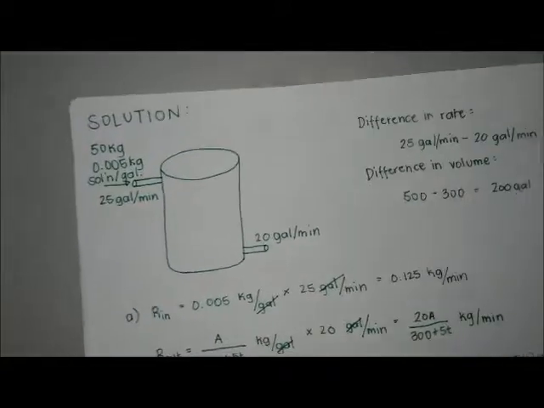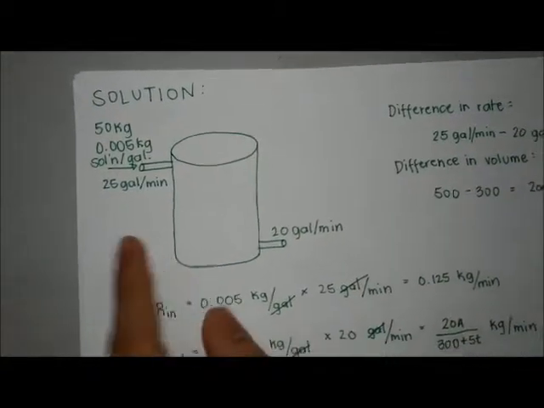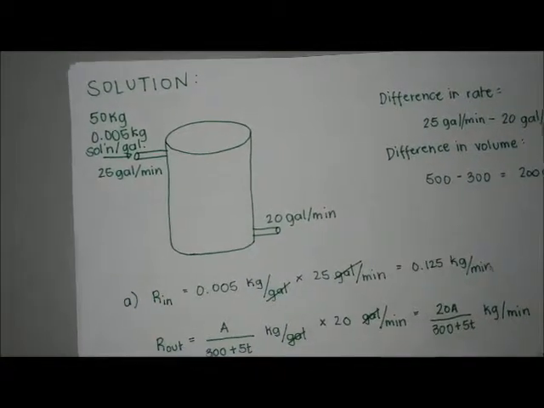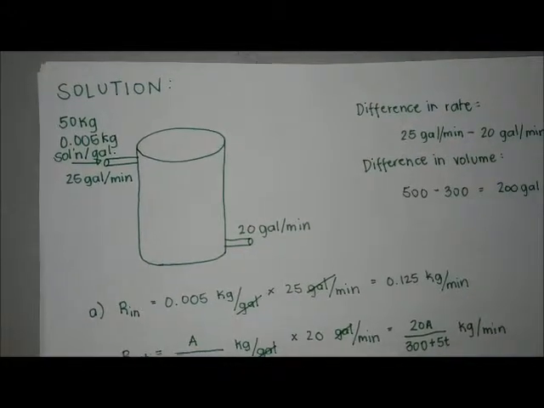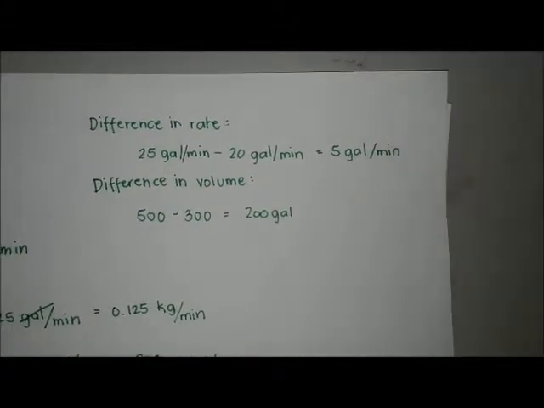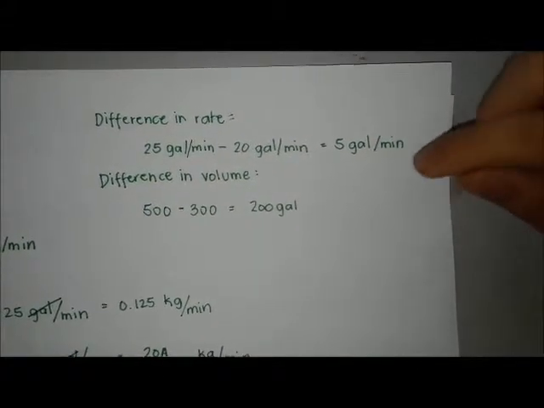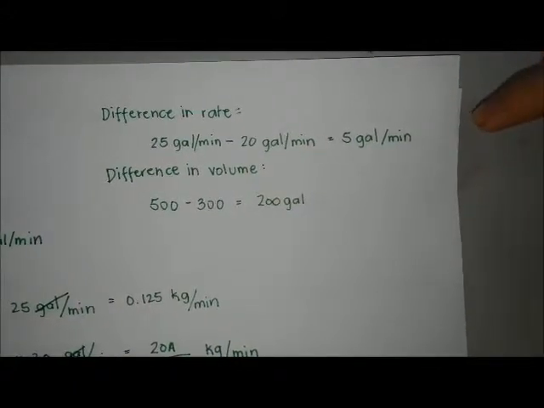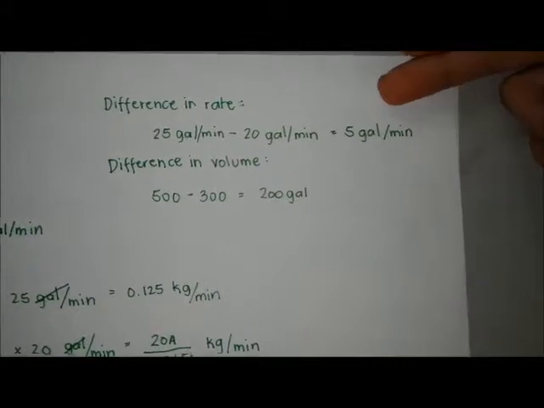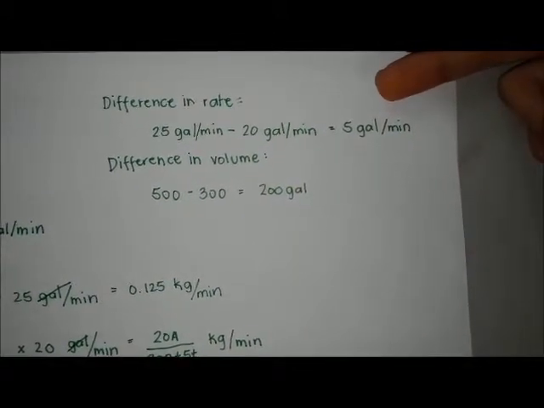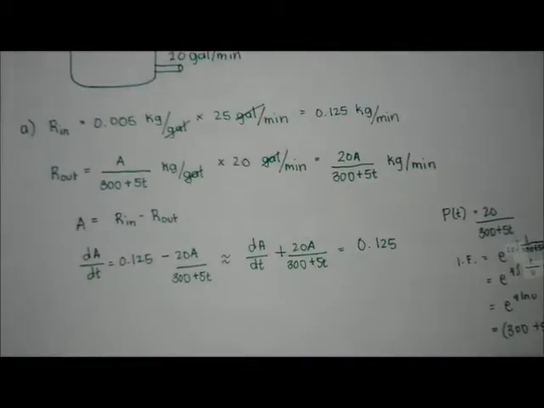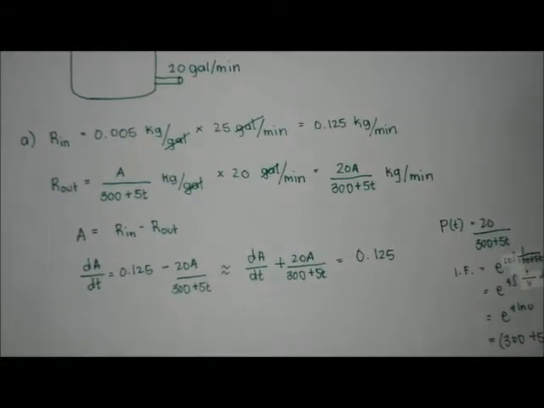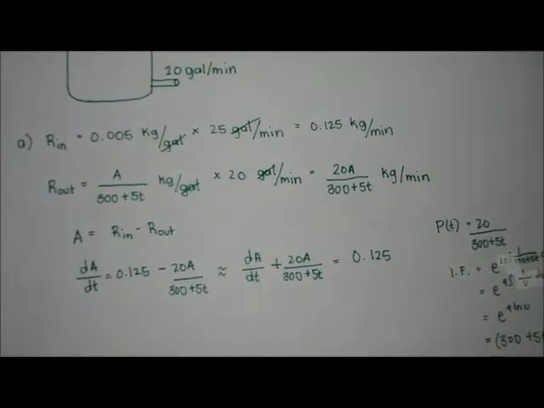As you can see here, the influx rate would be 25 gallons per minute, while the outgoing rate would be 20 gallons per minute. So first we solve for the difference in rate, which would be R in minus R out, which is 25 gallons per minute minus 20 gallons per minute, which gives us 5 gallons per minute. Then we solve for the difference in volume, which is 500 gallons minus 300 gallons, and then we have 200 gallons.